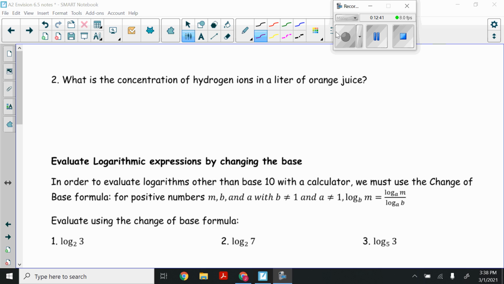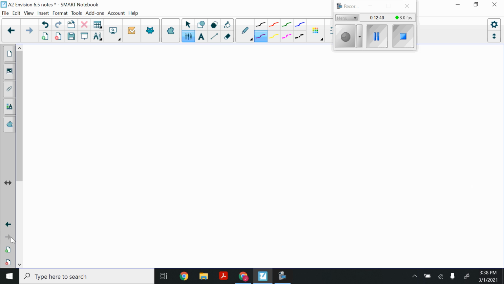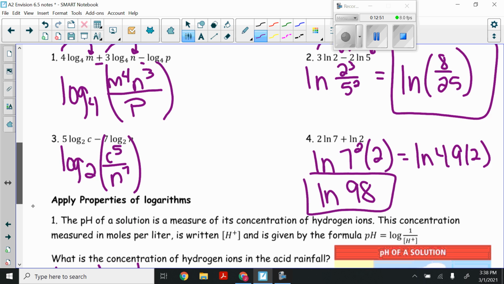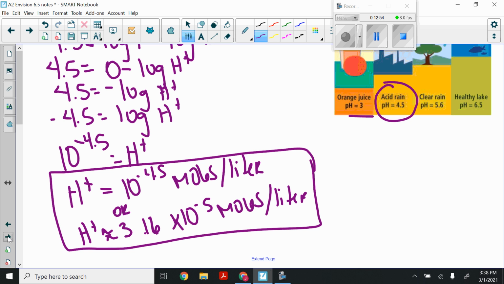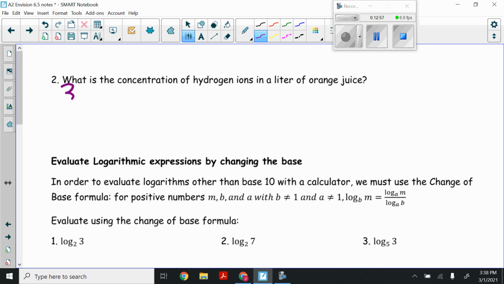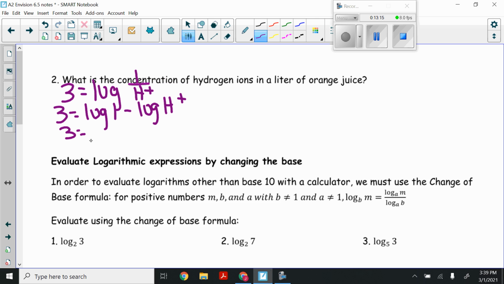And so the next one says, what is the concentration of hydrogen ions in a liter of orange juice? So we go back and we look at orange juice, pH is equal to 3. So I'm going to say 3 is equal to log 1 plus my hydrogen ions. Again, using my properties, 3 equals log of 1 minus the log of my hydrogen ions. Again, I know that log of 1 is 0, so I get 3 equals negative log hydrogen ions.